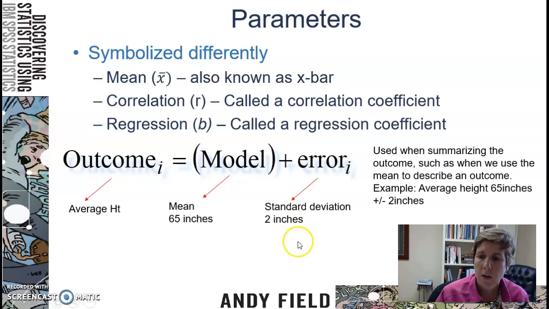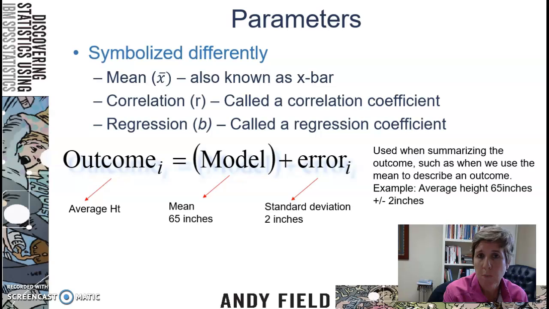Okay, so Andy goes on and we talk a little bit about, we've said that statistics represent a model. So when you have the mean, think of your mean as being your model. Your model is your representation of the population. So when I'm not predicting anything and I'm just saying the average height is 65 inches and I have an error of two inches, right?